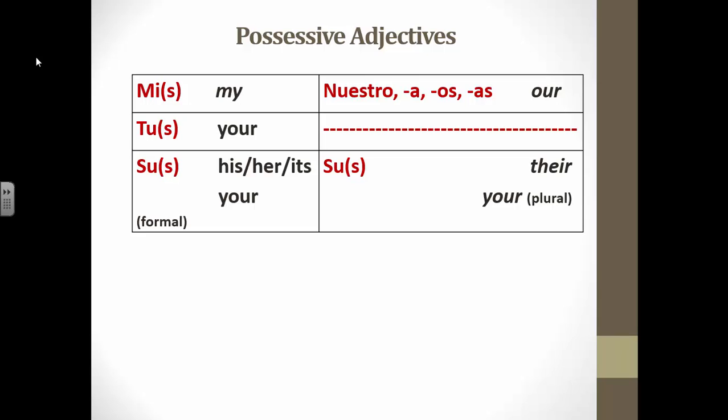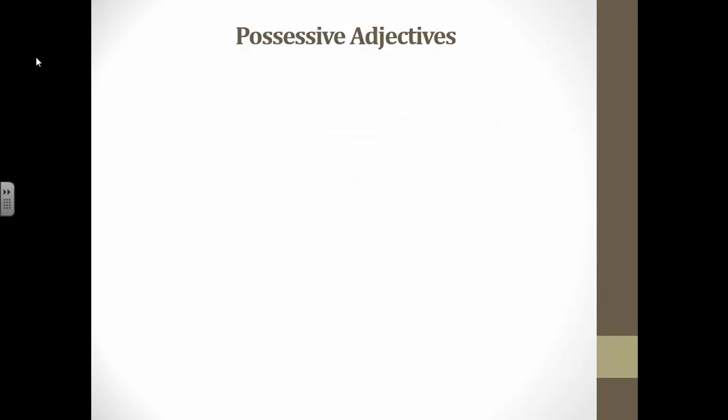So there are 4 different forms of that. Okay, so look at nuestro. You would drop the O and add an A, or you could drop the O and add OS, or drop the O and add AS. And I'll show you examples about why you would do that. And the last one is su or sus. Notice it's just like the his, her, its, your, but it can also mean their or your plural. Okay, pause the video and fill out part B of the chart.